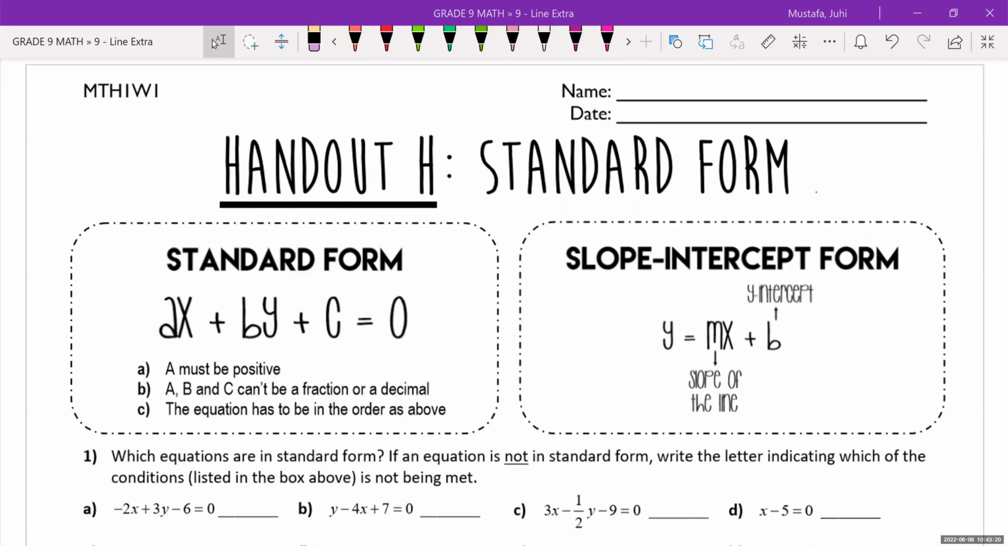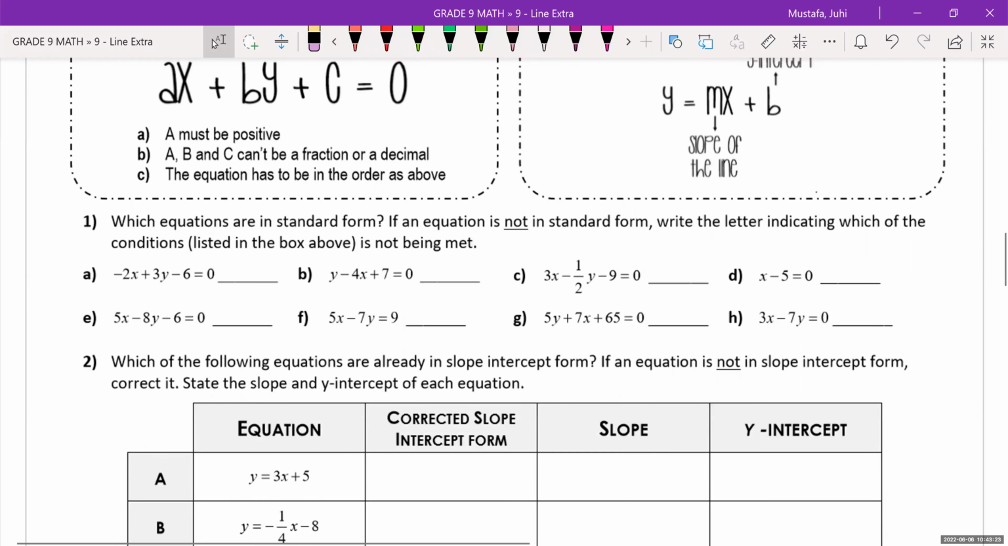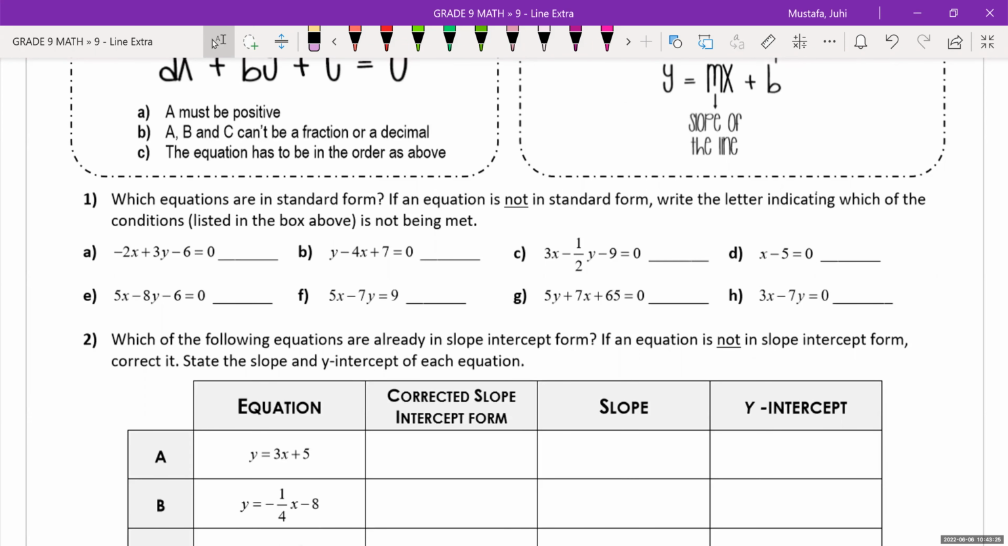Okay, so let's try question number 1 on handout H. It says, which equations are in standard form? If an equation is not in standard form, write the letter indicating which of the conditions is not being met. So we're going to write either A, B, or C for whatever rule is not being met.